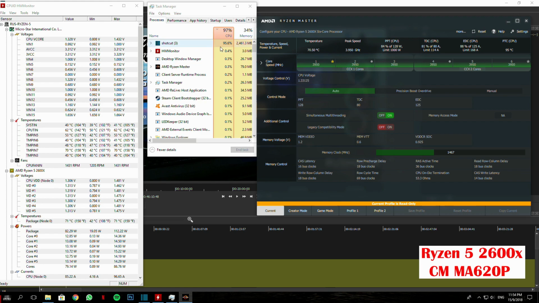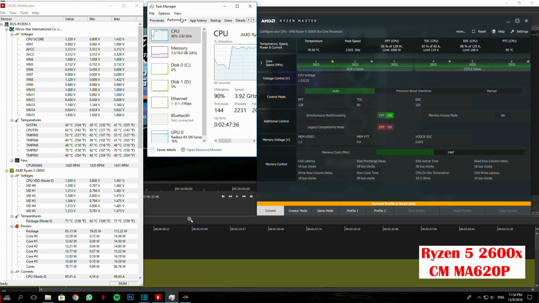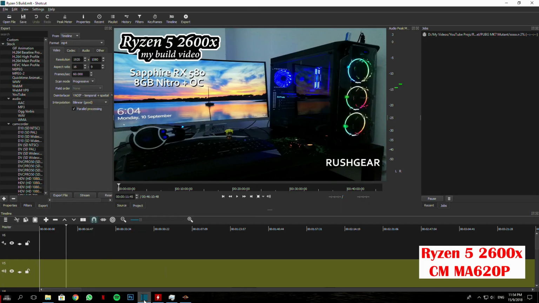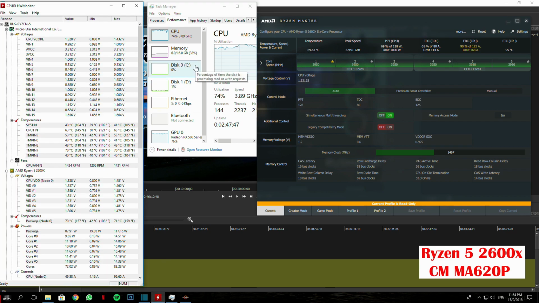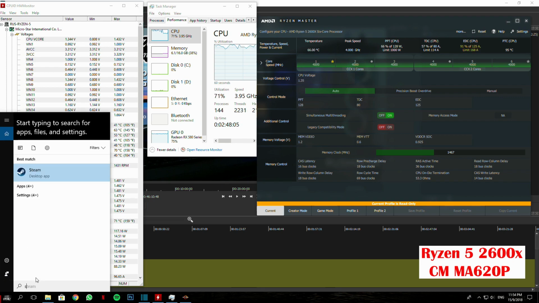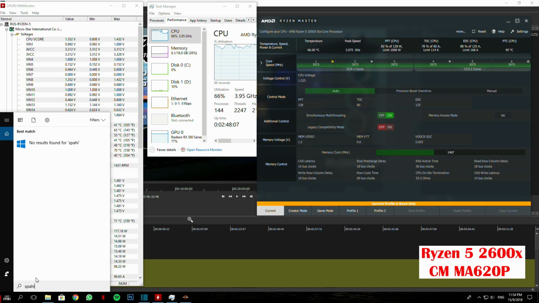For this particular video, I'm showing you the difference between using an aftermarket cooler from Cooler Master, the MA620P. So I'm showing you the difference between the two coolers. I'm not actually endorsing any product here. This is just to help anyone who encounters the same problem, so this might help you before you buy some other coolers.